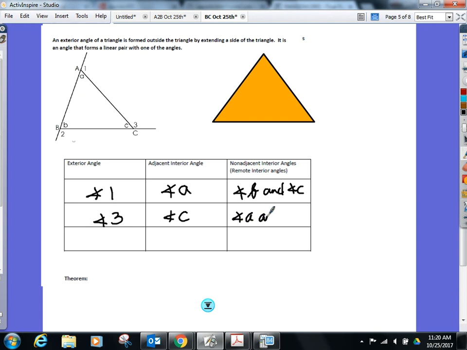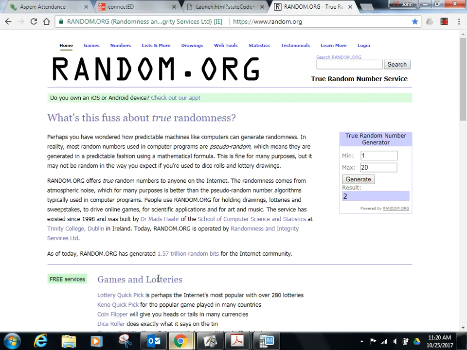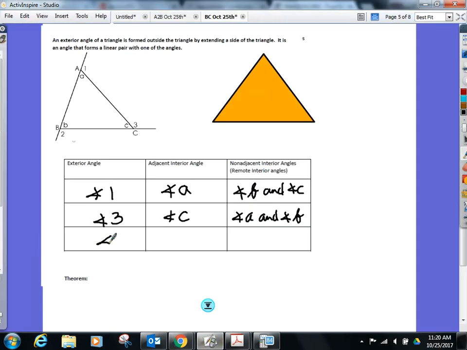Angle A and B. And we have one more exterior angle up there we did not talk about. Angle 2. What's the angle next to it inside? Angle B, lowercase b. And what about the remote interiors, the other two inside that are not next to angle 2? A and C.